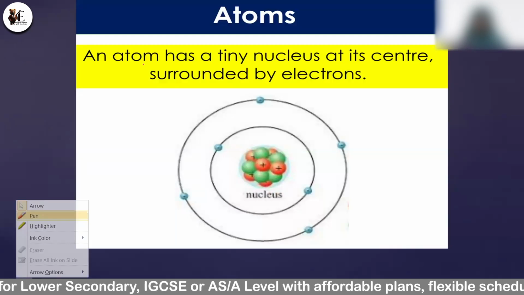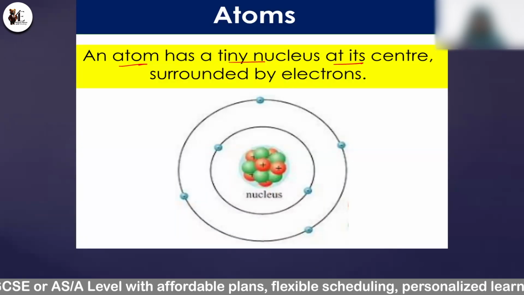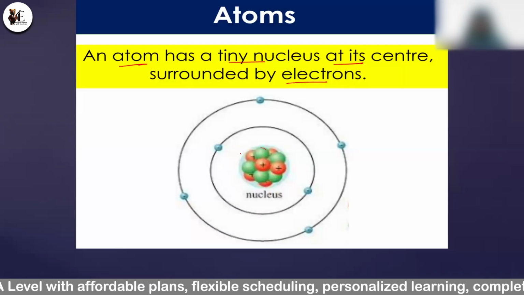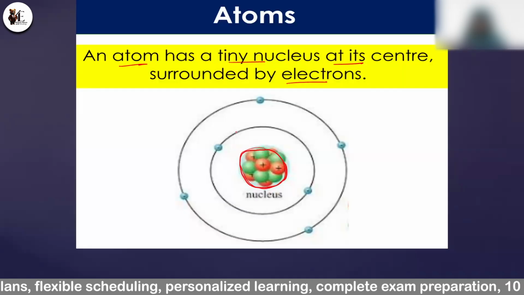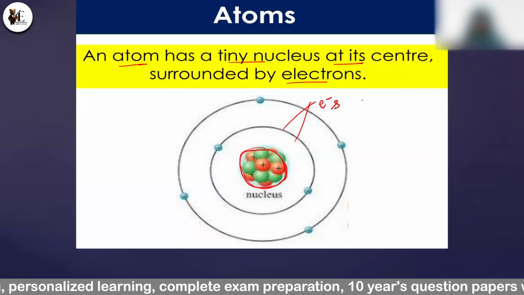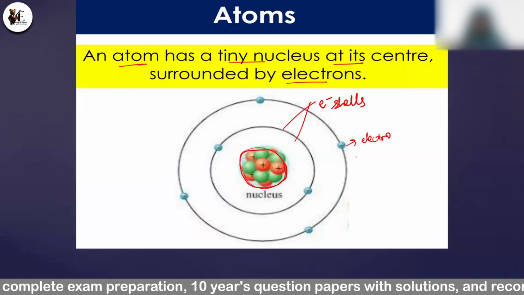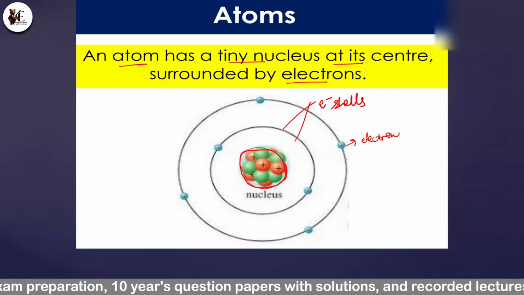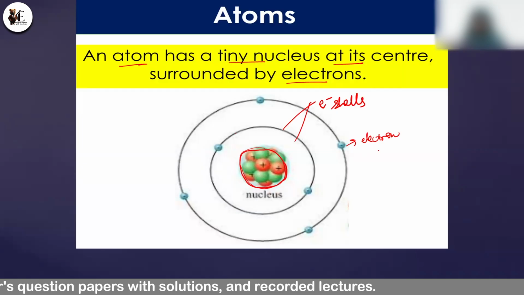So an atom has a tiny nucleus at its center, which is surrounded by electrons. So you can see here, this is my nucleus. Okay, this is the nucleus. And these are my electron shells in which electrons will revolve. These are my electrons. What is the charge on an electron? Electron is negative. Very good, negative charge. So electrons are negatively charged.